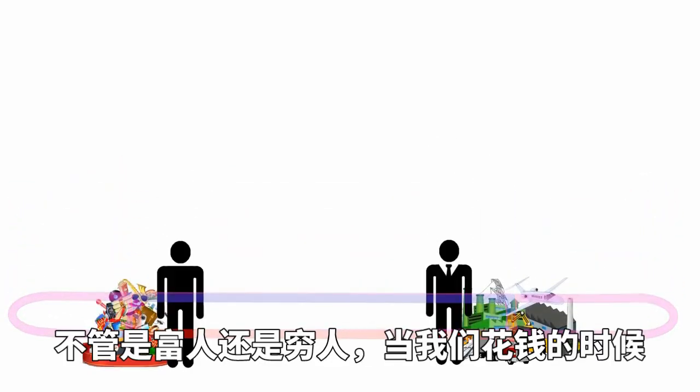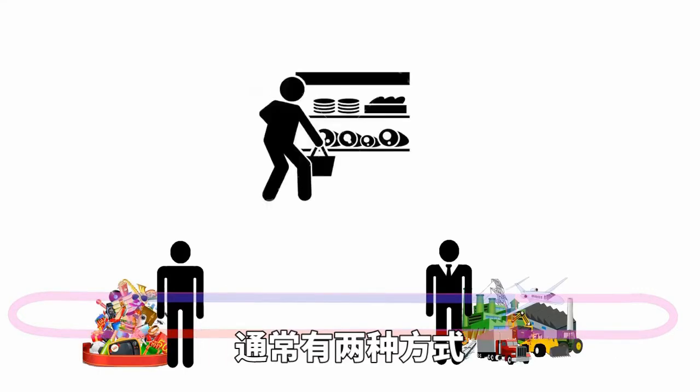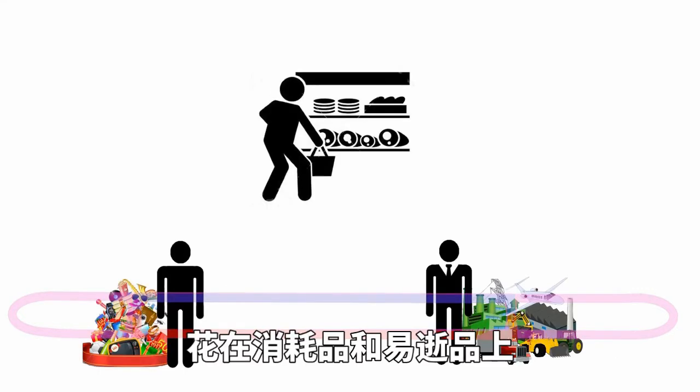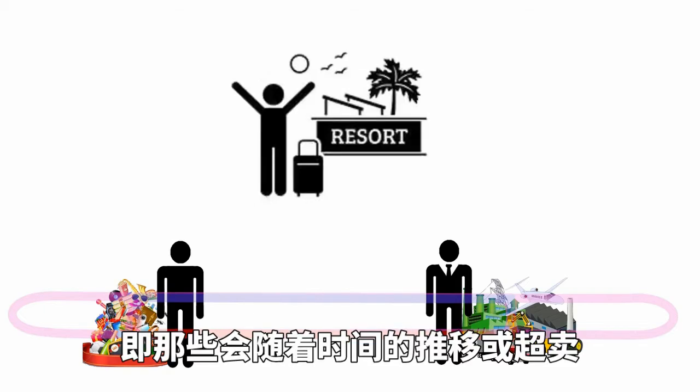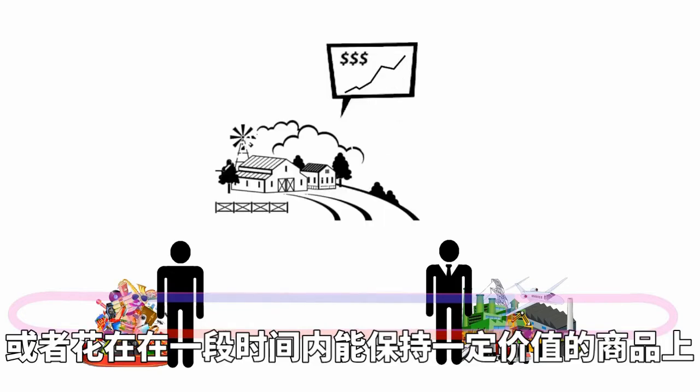When we spend money, whether we are rich or poor, we can spend it in two ways: in consumable and perishable products that lose their value through time, or in products that can be resold and keep some value through time.